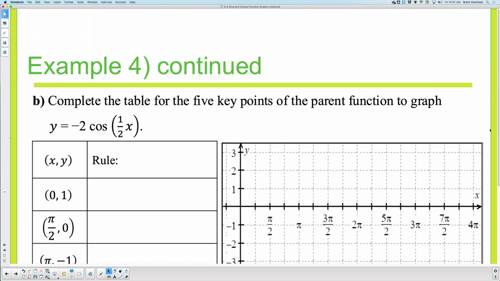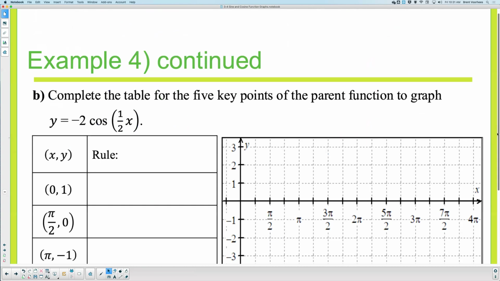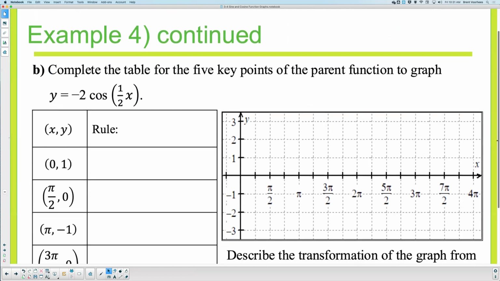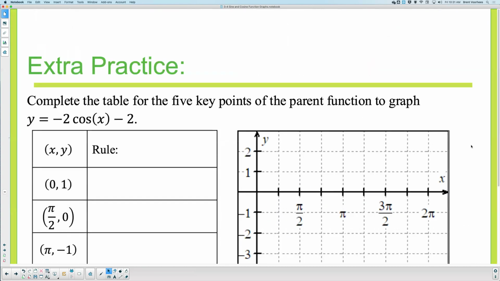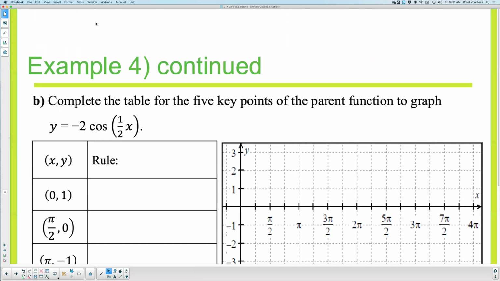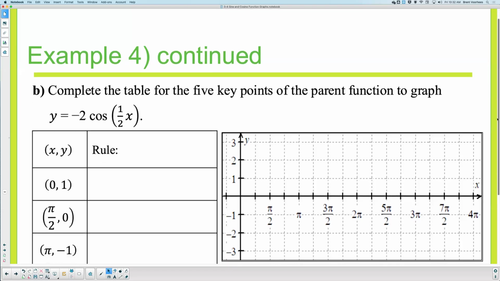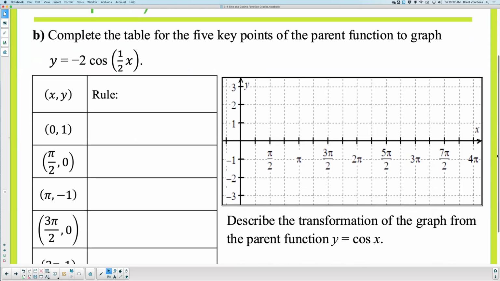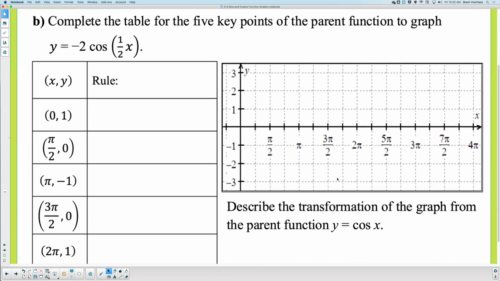On the next slide, I have a part B. Let me see here. And an extra practice. Okay, last time here for this, and then we'll complete and let you go to your questions at the back. It says complete the table for the 5 key points given this. Okay, walk me through here.